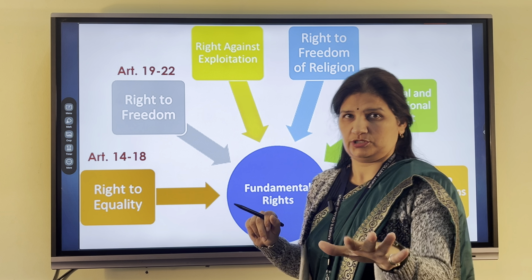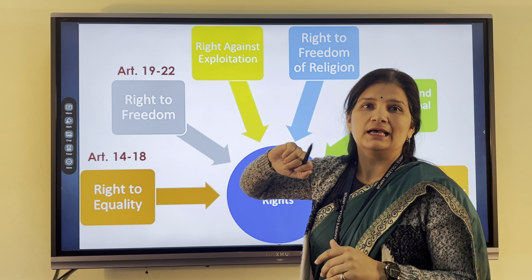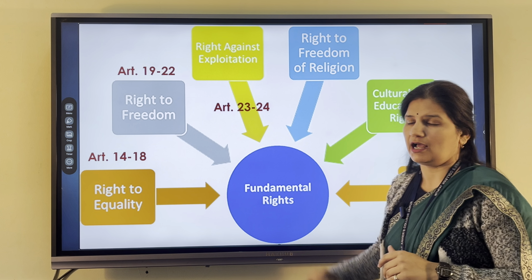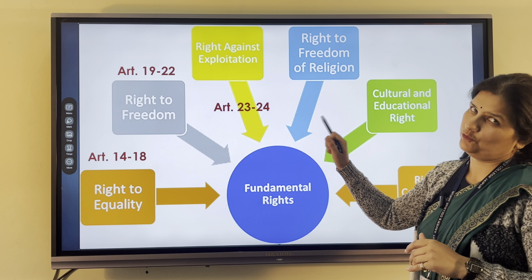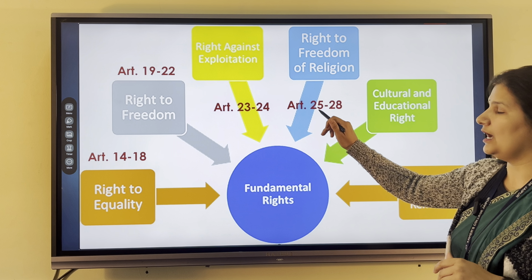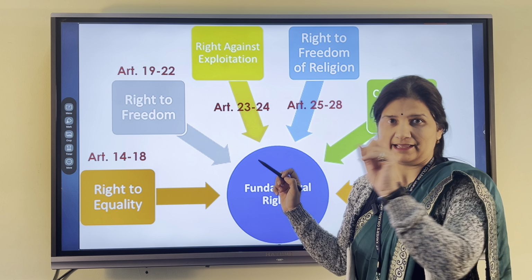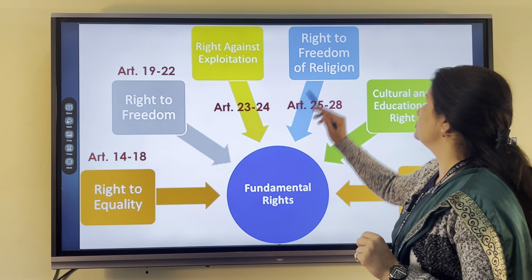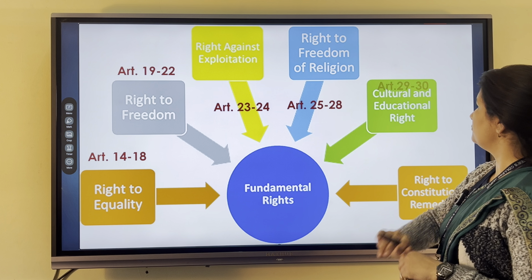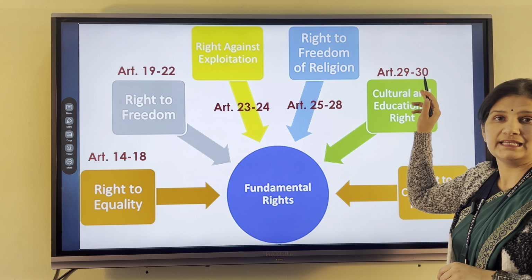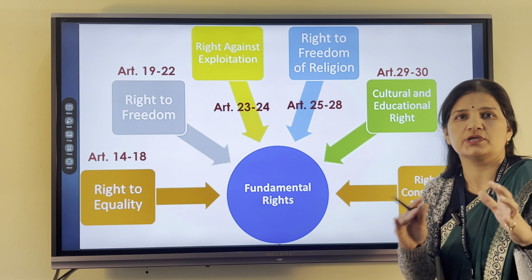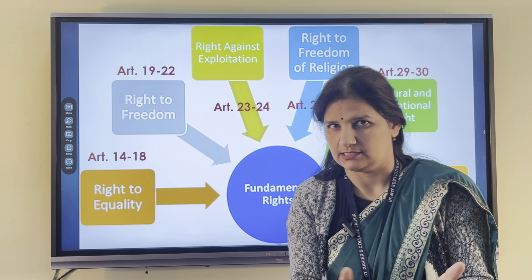It is most important. The third one is the right against exploitation, and it is mentioned in Articles 23 and 24. The fourth one is mentioned in Articles 25 to 28, and this is related to the right to freedom of religion. The fifth one is Articles 29 and 30, and this is about cultural and educational rights for minorities.